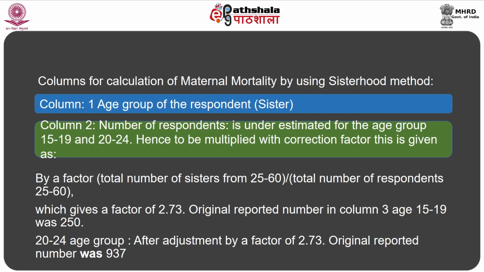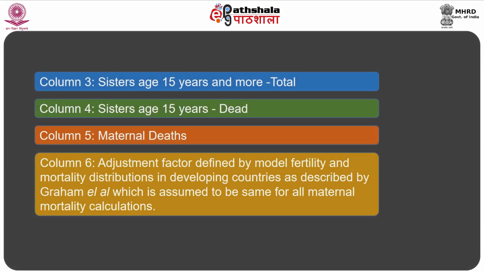Original reported number in column number 3, age 15 to 19, was 250. For the 20 to 24 age group, after adjustment by the factor of 2.73, the original reported number was 937. Column number 3, sisters age 15 years and more, total. Column number 4, sisters age 15 years and more, died. Column number 5, maternal deaths.